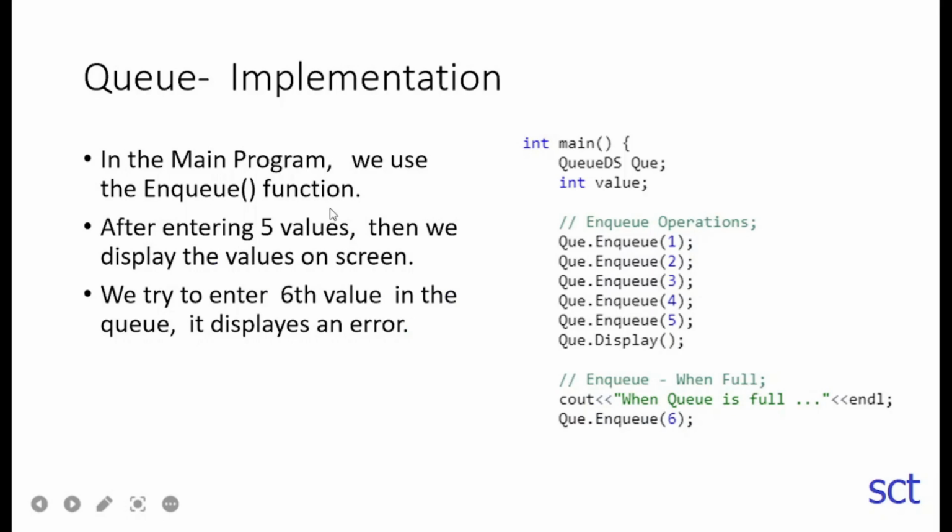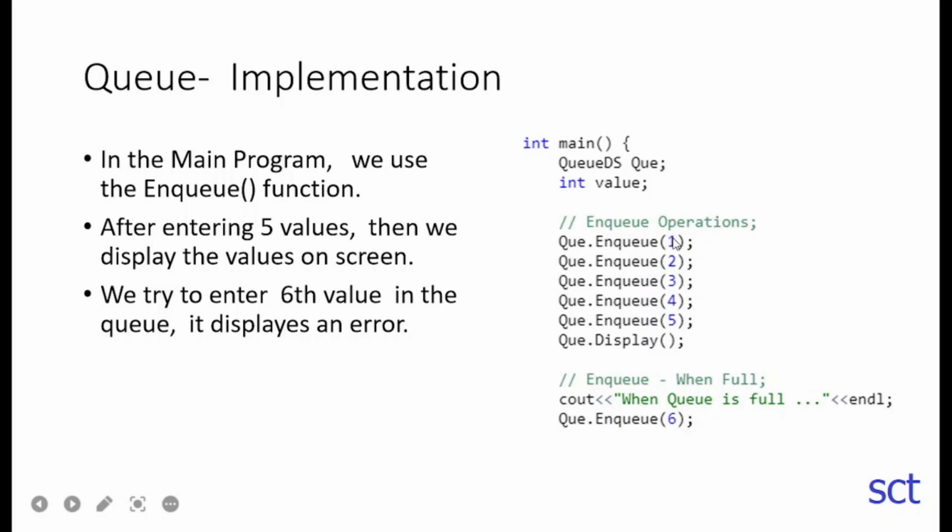Now, in the main program, you declare an object of the queue data structure, that is qds, and you declare a variable called value here. Okay. So, let us see how I am going to use this enqueue and dequeue operation. Since it is an array, I am going to send 1, 2, 3, 4, 5 to the enqueue.